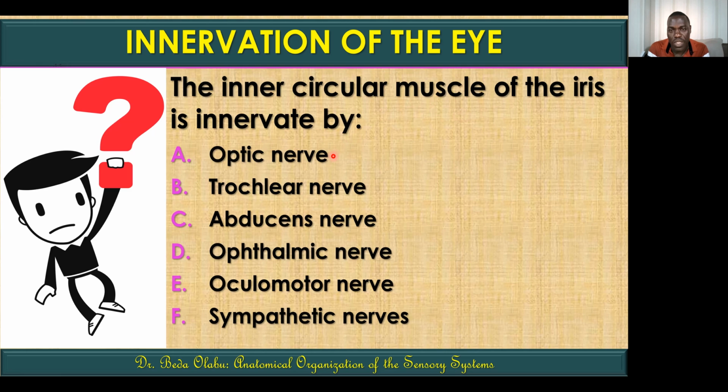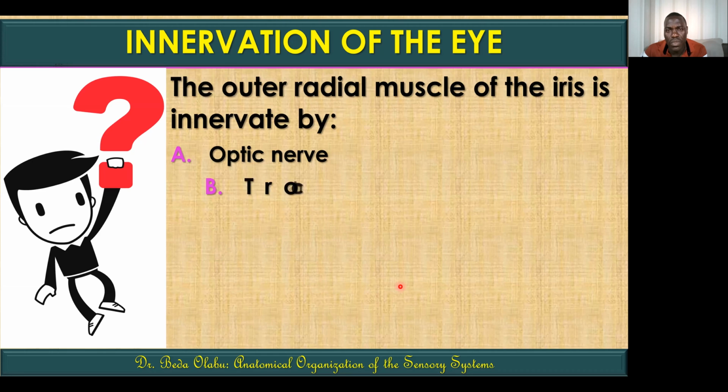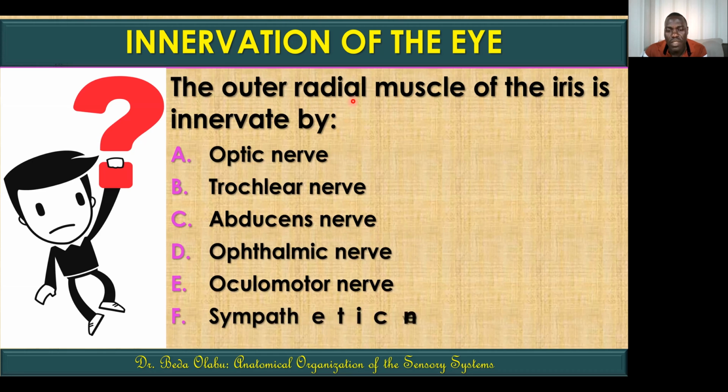Anyway, we also talked about the fact that there are some cranial nerves with parasympathetic function. Sympathetic nerves come from the spinal cord exclusively. The inner circular muscle makes the pupil constrict. Pupillary constriction is a parasympathetic function, and parasympathetic innervation to the eye is by the oculomotor nerve. On the other hand, the outer radial muscle causes pupillary dilatation, and that is a sympathetic function.